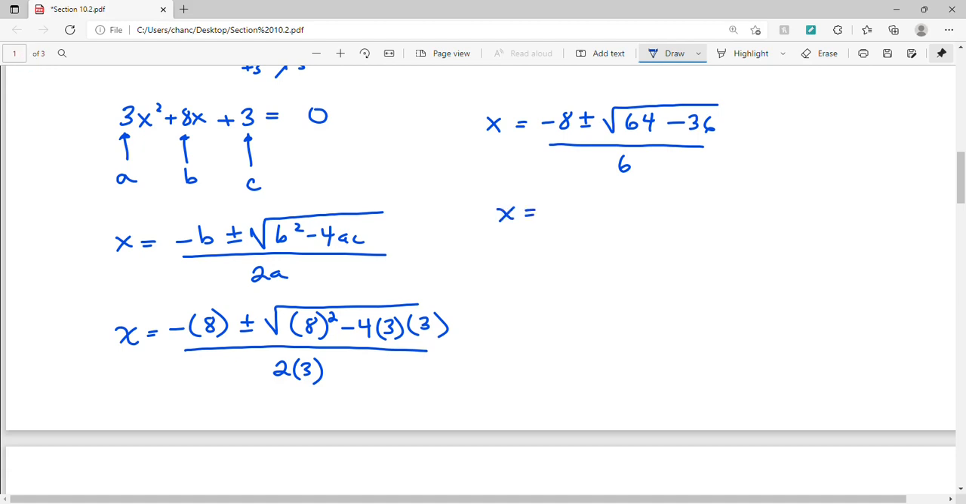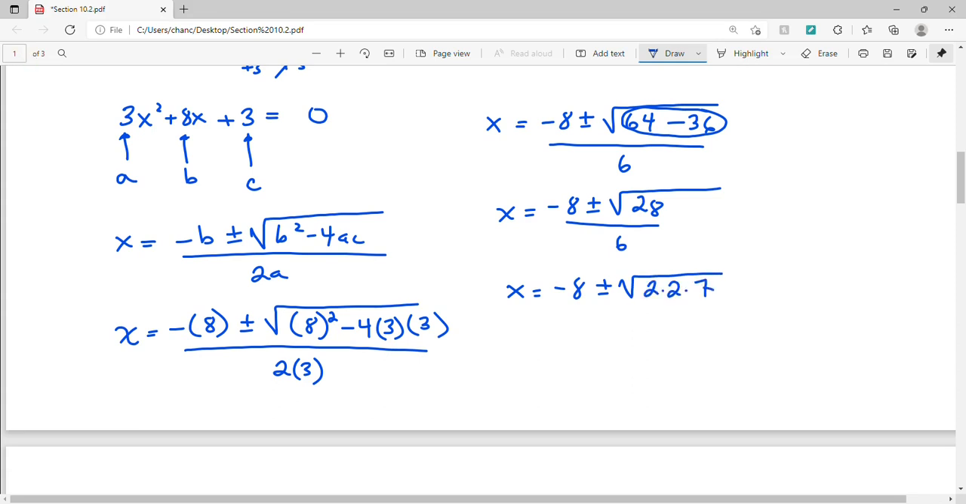We have x equals negative 8 plus or minus. We'll simplify the radicand now. 64 minus 36 is going to give us a positive 28, and this is divided by 6. Now we could simplify the square root of 28. We could use the prime factorization of 28. That's 2 times 2 times 7. And you know we're looking for groups of 2, so let's pull that pair of 2's to the front. So this is going to give us negative 8 plus or minus 2 root 7 over 6.